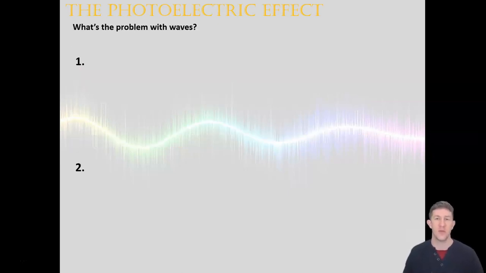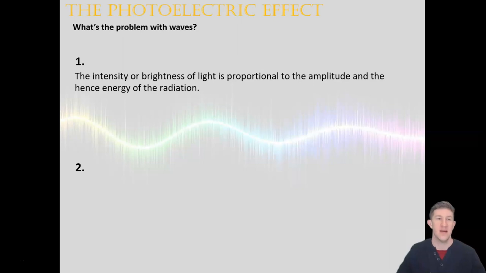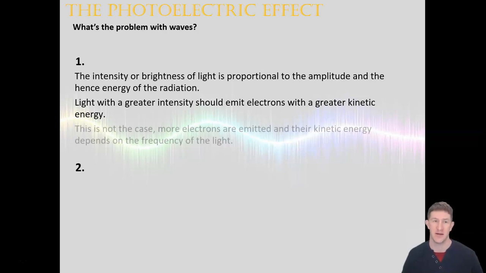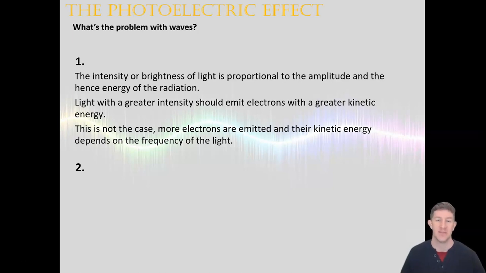So what's the problem with waves if we consider these characteristics of the photoelectric effect? Firstly, number 1, the intensity or the brightness of light is proportional to the amplitude and hence the energy of radiation. Light with a greater intensity should emit electrons with a greater kinetic energy. However, this was not the case in the photoelectric effect, as more electrons are emitted and their kinetic energy depends on the frequency of light.